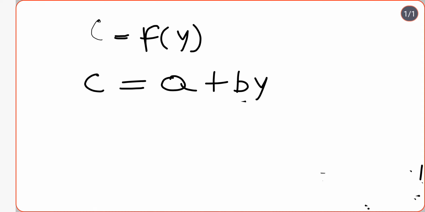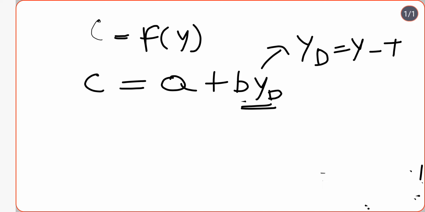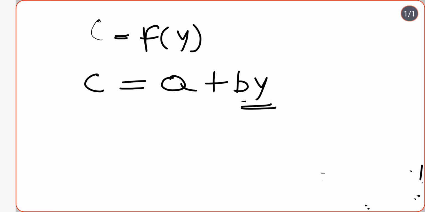Now before going into the multipliers, we will consider this Y is basically the disposable income. It is not only income, it is the disposable income, that is YD. What is disposable income? Disposable income is basically total income minus taxes. So suppose my income is 5,000 rupees and I am giving tax of 1,000 rupees. Now my disposable income will be 4,000 rupees. So that is the concept of disposable income. So here in our consumption function, the income is basically the disposable income, which is tax subtracted from the total income.